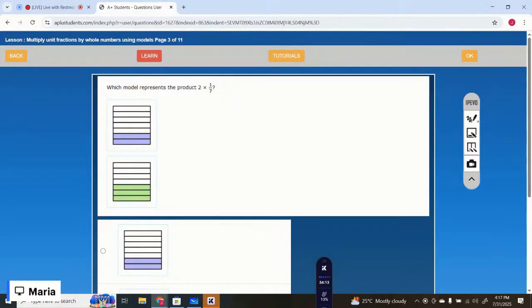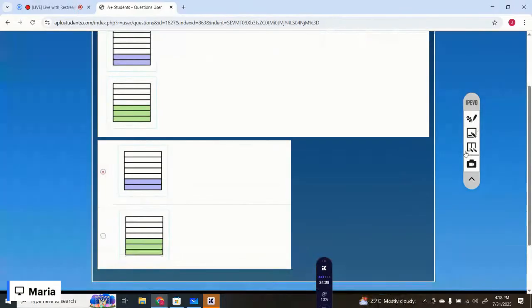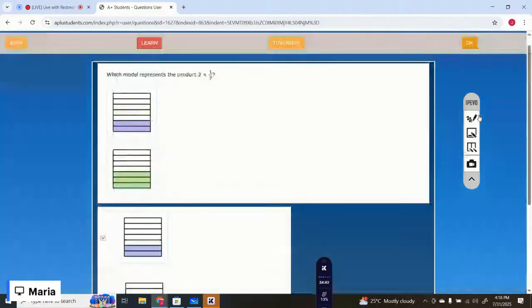Which model represents 2 times 1 by 7? Two times 1 by 7 is 2 by 7. So option number 1 is the correct option.